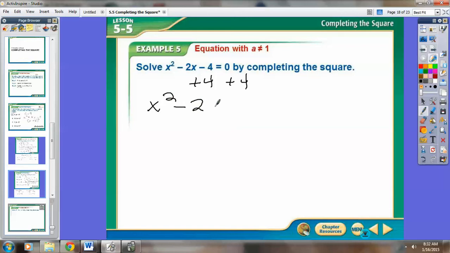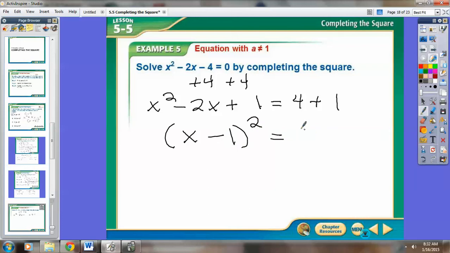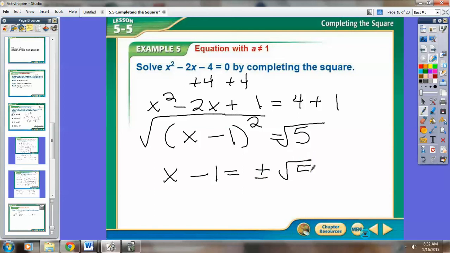x squared minus 2x plus... what do I need to put in there for c? 1. Half of negative 2 is negative 1, and negative 1 squared is 1. So I'm going to add 1 to both sides of my equation. If I factor it, I'll factor it as (x - 1) squared equals 5. We can solve for x by taking the square root of both sides. So x minus 1 equals plus and minus the square root of 5.